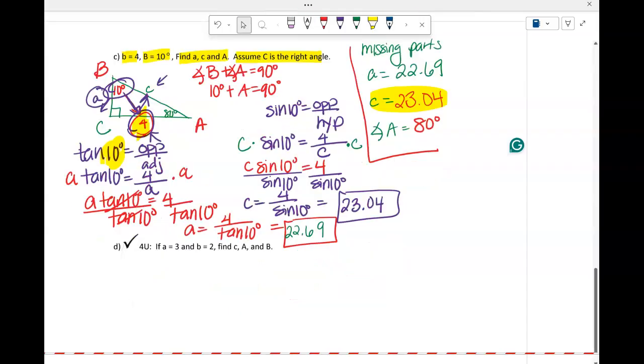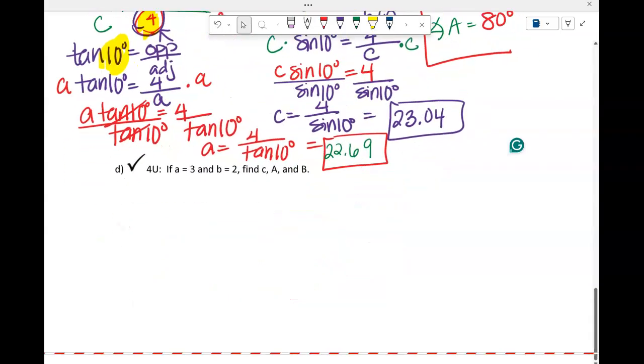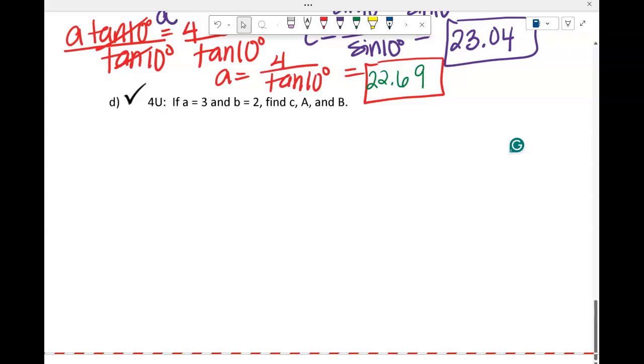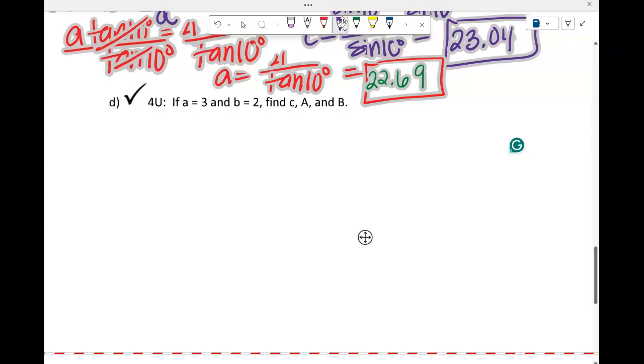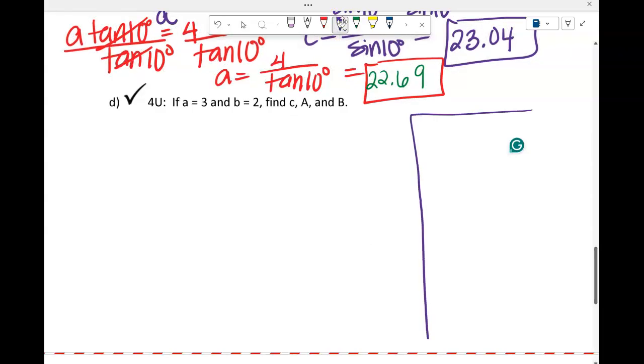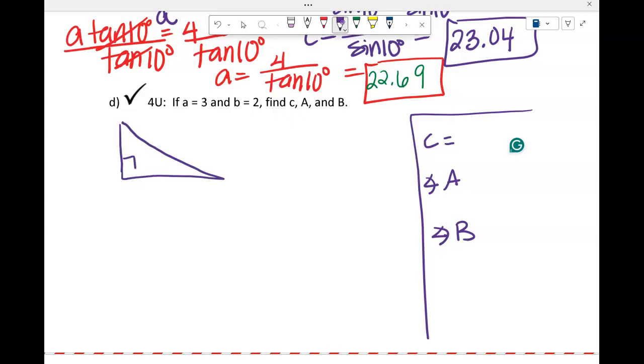So next, guys, check for understanding. This is all on you. You guys do have missing pieces here. You are supposed to find leg C, angle A, and then angle B. Now, my recommendation is to draw out the right triangle. Let's label C as your hypotenuse. A and B, you can place wherever you want. And again, this is never drawn to scale. So let's just put A and B where we're at.